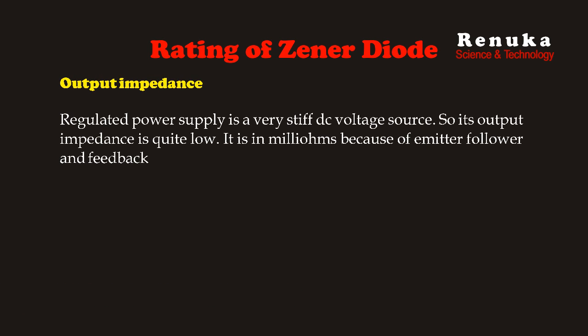Another term used in regulators is the output impedance. A regulated power supply is a very stiff DC voltage source, so its output impedance is quite low.